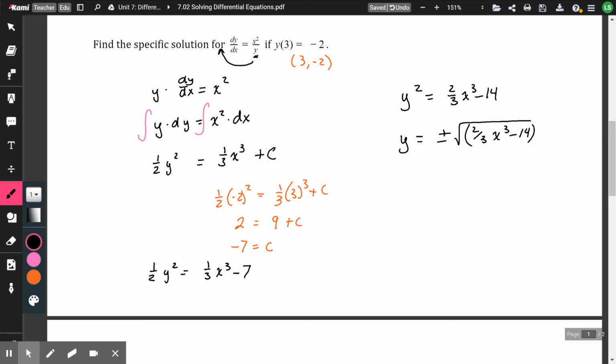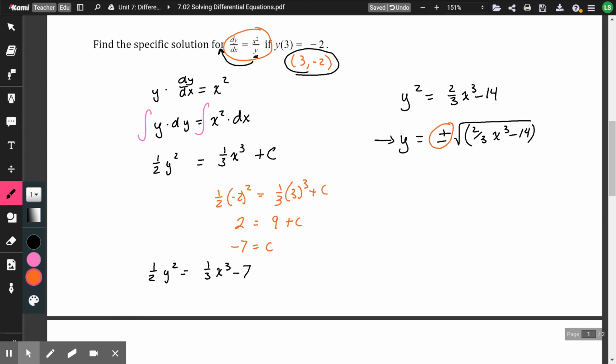Now, our last step said that we need to make sure that we have a solution that works with the point that's given. The point that we were given is 3, negative 2. So we need to pick a function out of here that works with the point 3, negative 2. The problem we have right now is this plus or minus in front. That's two different functions that we have at our disposal, and we want to pick the function that specifically works with the point 3, negative 2. The other function, maybe it is a really good solution for this differential equation, but it won't contain the point 3, negative 2. So we want to pick the one that has that point on it.